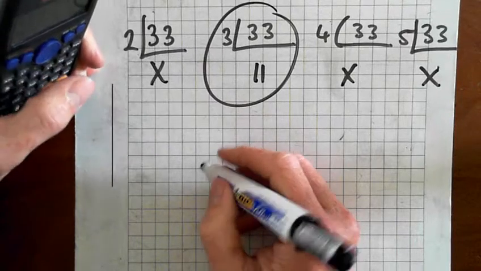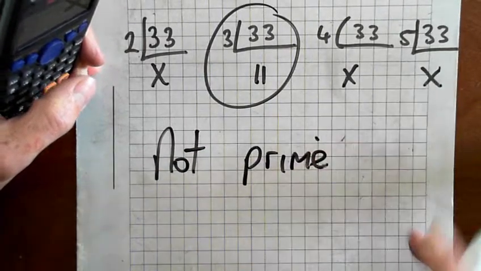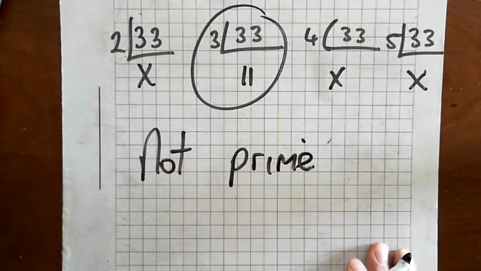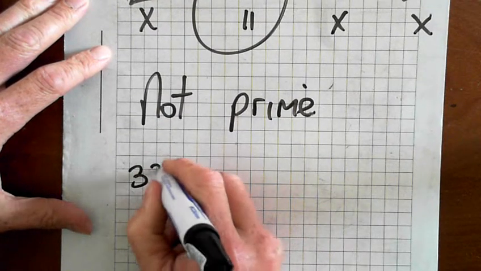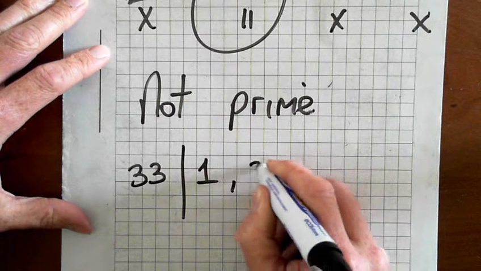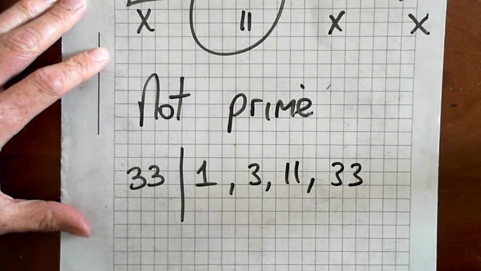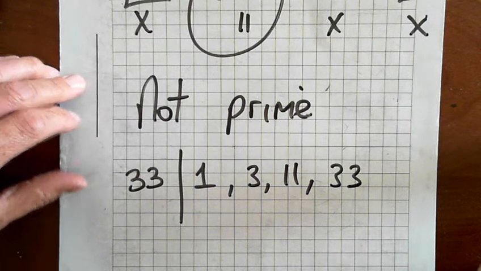So 33 is not a prime number. That's another way of testing to see if something is prime or not. Obviously, we can go the long way and write out the factors of 33. Factors of 33 are 1, 3, 11, and 33. We can do it the long way or the short way.